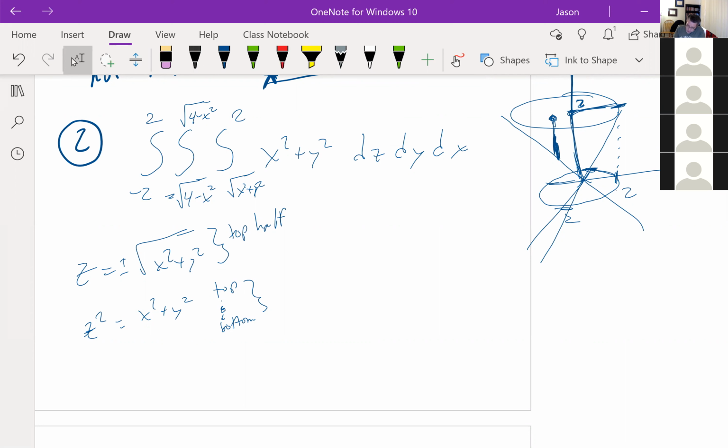So what is this going to be? Let's think about how we're going to do this. This is z equals, what's z going from? z is going from this guy here, the bottom is z equals the square root of x squared plus y squared. But what is x squared plus y squared?